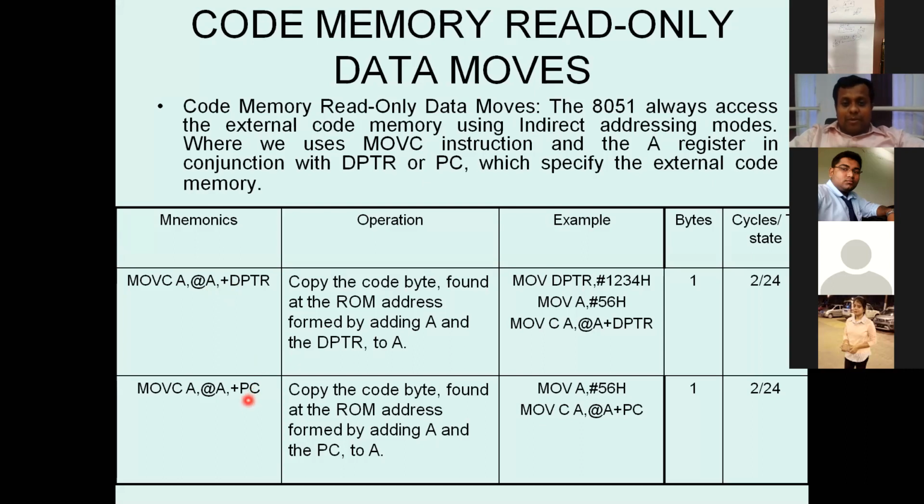Then DPTR is replaced by PC. PC is nothing but the program counter. So the program counter replaces DPTR. Program counter and accumulator content are added together, and the content of that particular memory location will be copied into the accumulator. Okay.